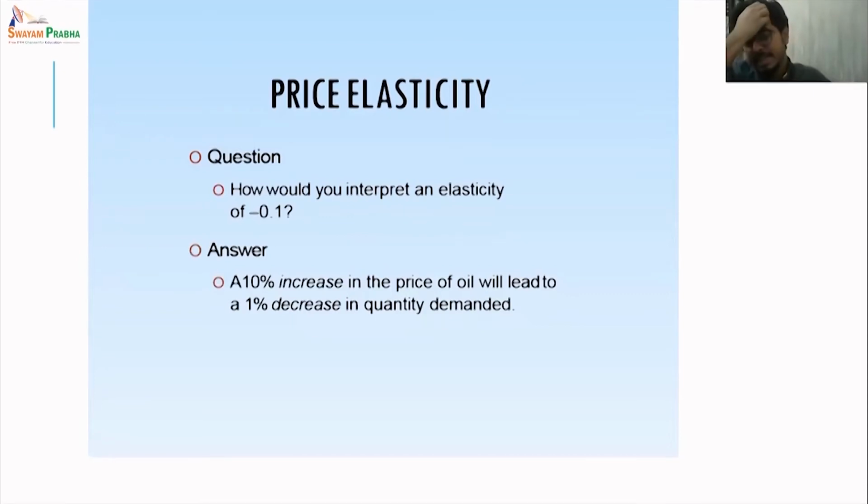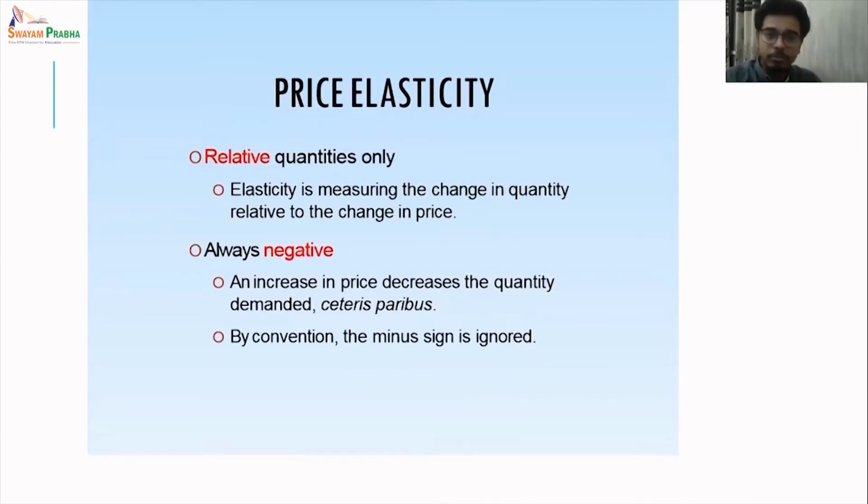So how would you interpret this elasticity of minus 0.1? We have already said that a 10% rise in price will lead to a 1% decrease in the quantity demanded of oil. Now, certain characteristics of price elasticity. Price elasticity is always a relative quantity, because elasticity measures the change in quantity demanded relative to the change in price. So it's not an absolute figure. The change in quantity demanded is happening only with respect to the change in price, from one reference point to another. So if the price is increasing from 5 rupees to 10 rupees, how much will the quantity demanded decrease? When the price was 5 rupees, how much was the quantity demanded?